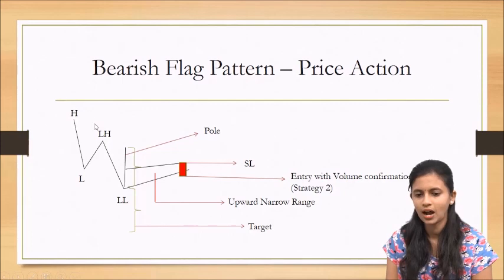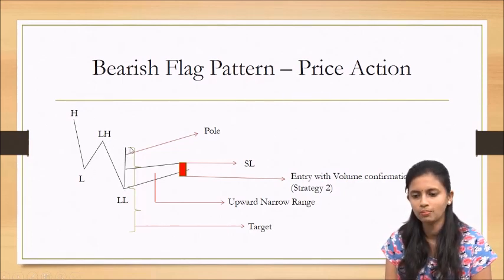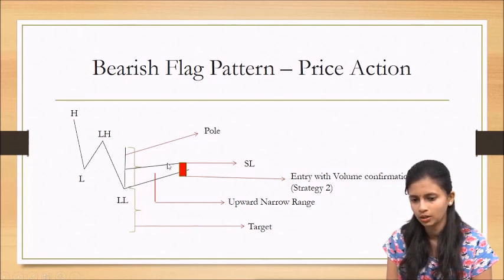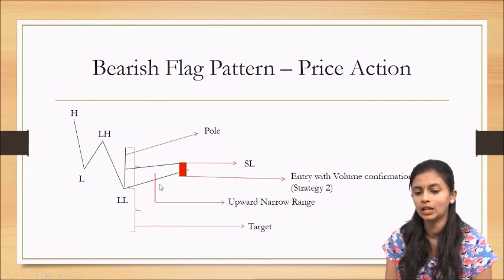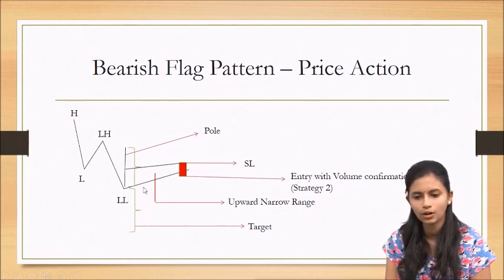Here you should have high, low, lower high, lower low. Then a pole is to be formed by a single candle or by many number of candles without swings. Then this has to be upward narrow range. Okay, now if it is downward or sideways, you cannot treat it as a flag. It has to be a narrow range.